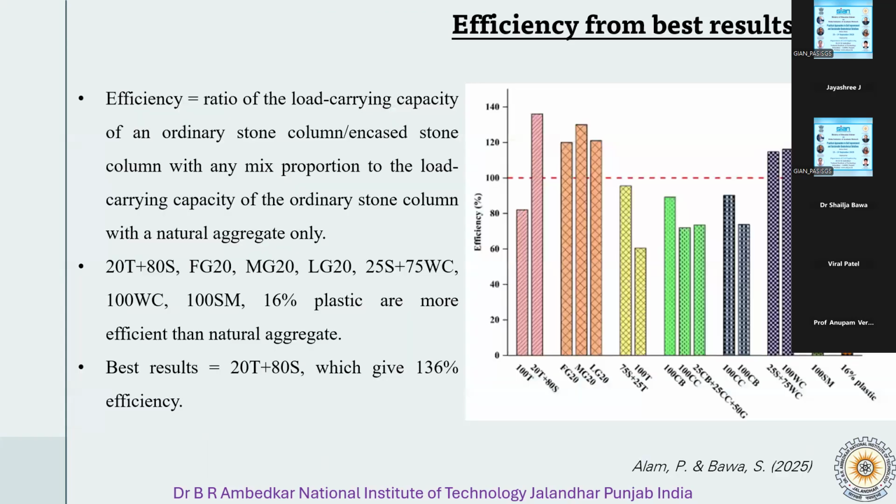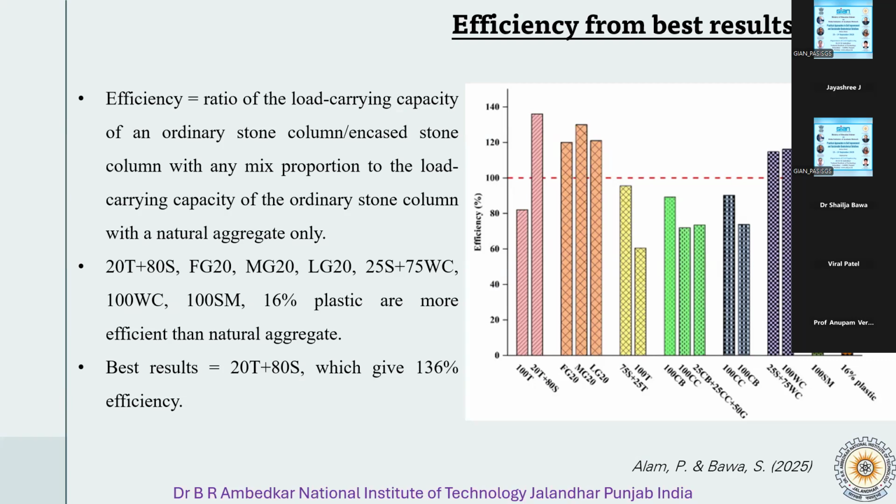So we can compare the different waste materials, also how they have been used. Again, when we have to compare the various wastes, we use efficiency. And we call efficiency the ratio of the load carrying capacity with any mix, like waste, to the load carrying capacity of using natural aggregates only.